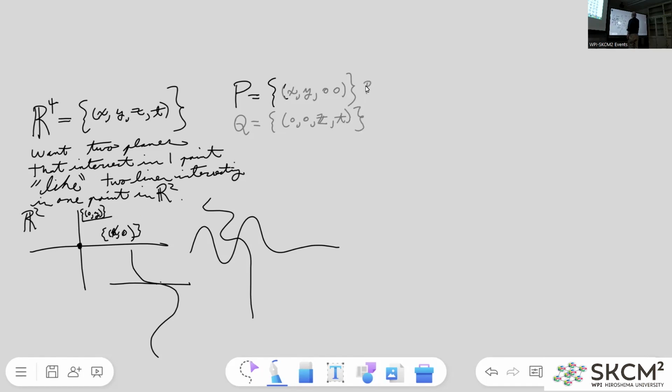And this is a plane. And this is a plane. And the intersection of P and Q is exactly equal to the origin point, (0, 0, 0, 0), right? They intersect that way, and they intersect in exactly the analogous way to the way these two are intersecting, like that.